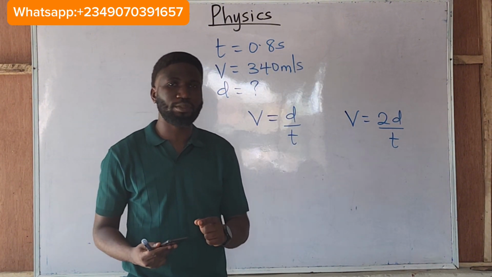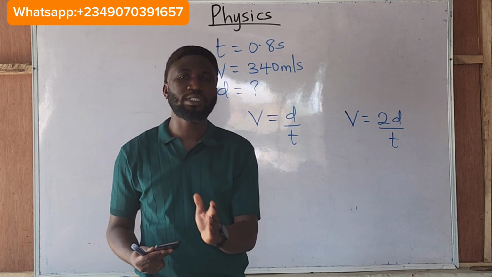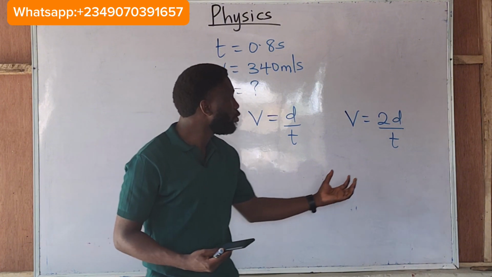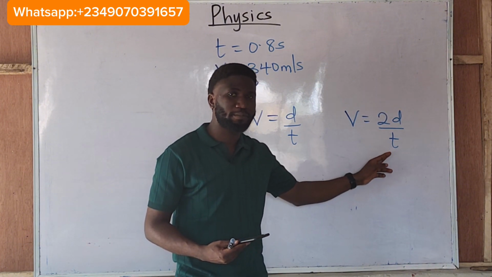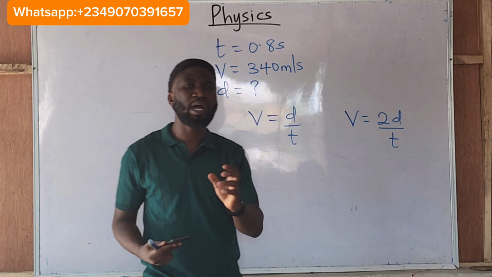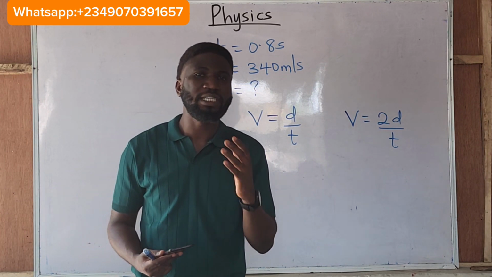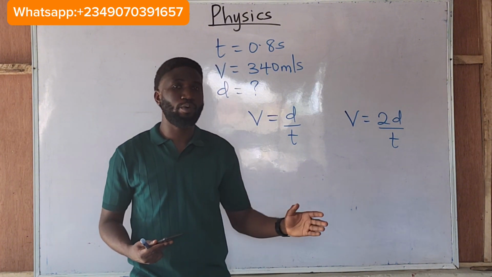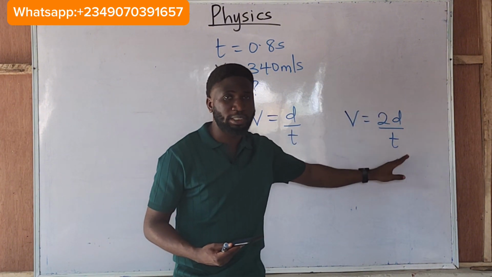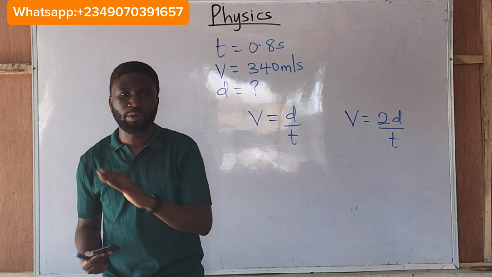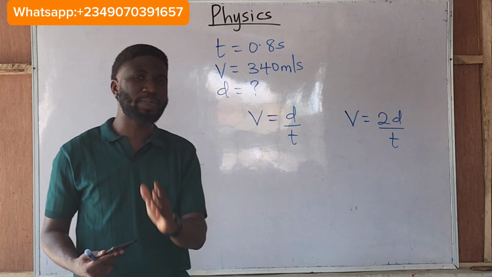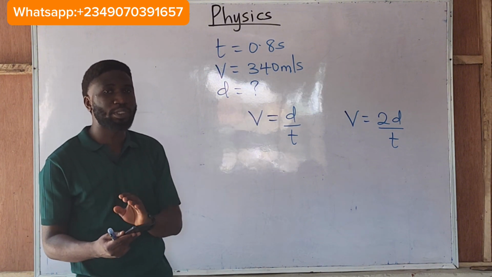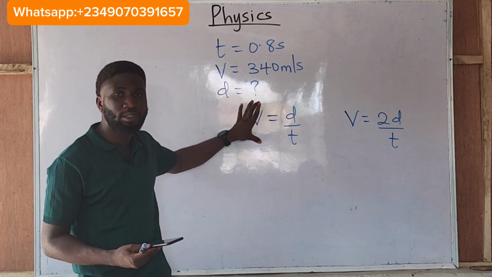Whenever you have it in your question that the sound got reflected, or you have echo in the question, then use v equals 2d over t. Again, whenever you have it in your question that the sound is reflected or that it is an echo, use v equals 2d over t. But in case you have nothing like echo, you have nothing like the sound getting reflected, use v equals d over t. Most students, when they have this kind of question, this is the formula they use.